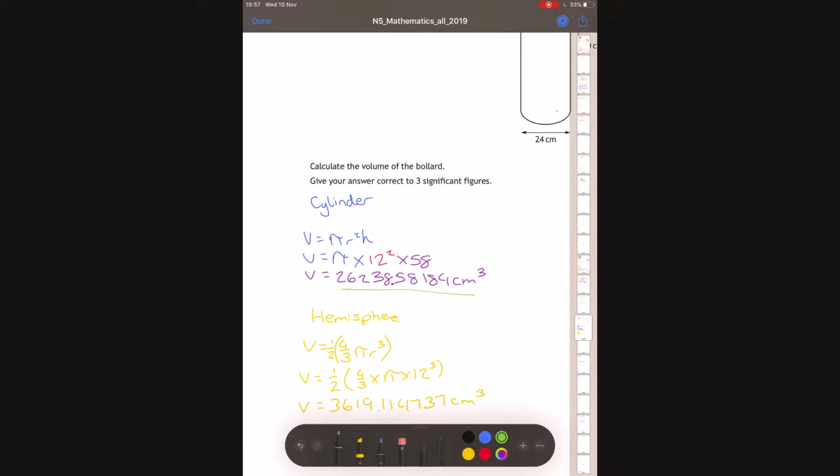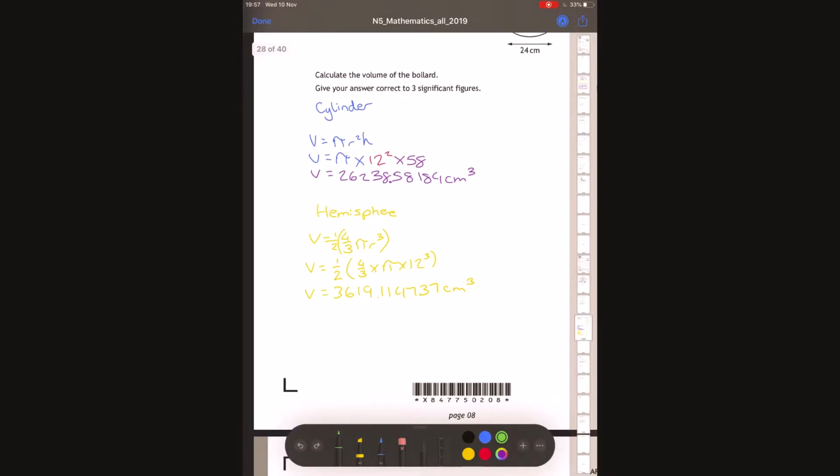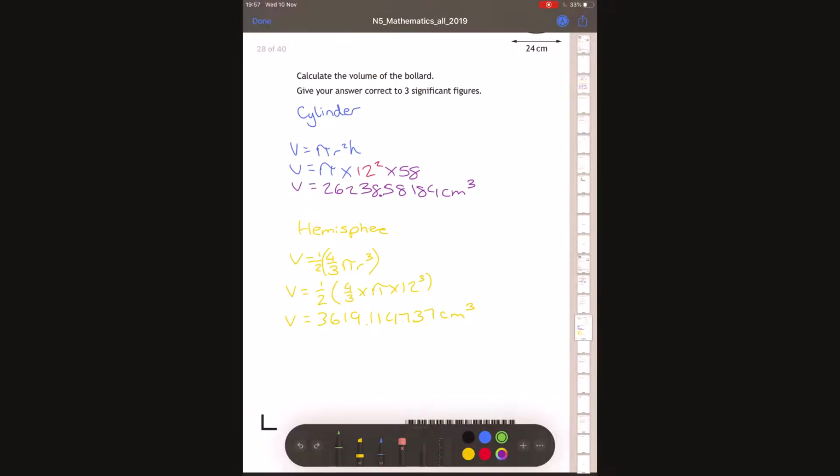Now, guys, please don't round at this stage. It might seem like a trivial thing to do, but it could affect your final answer at the end. So just deal with these decimal places and only round once you get to the end, which we will be doing because it's asking us to give our answer correct to 3 significant figures.